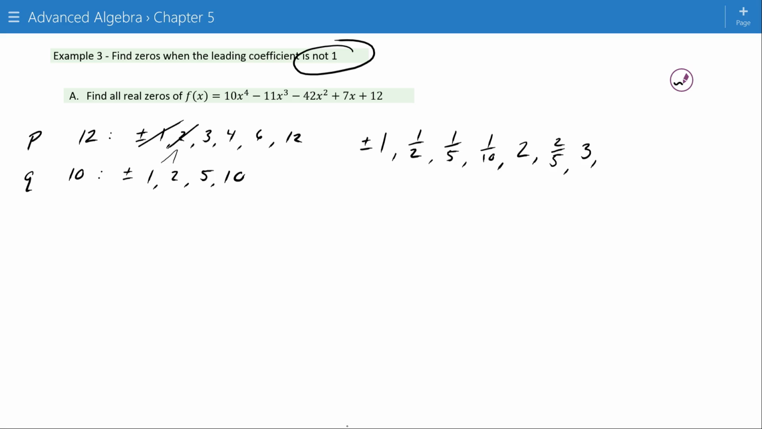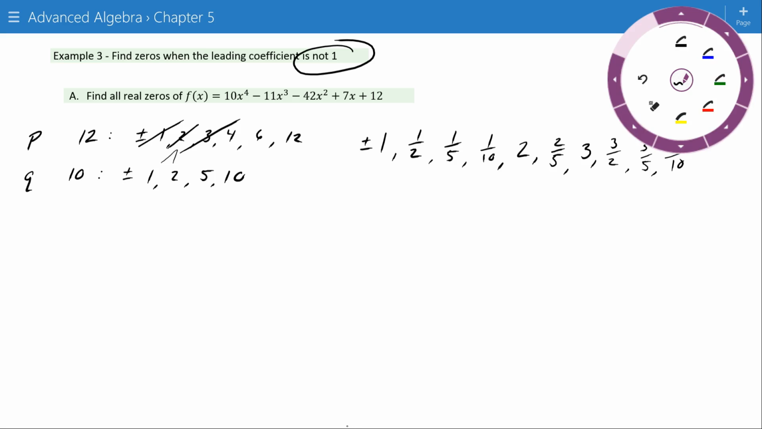Let's go on to our 3. So we got 3 over 1, 3 over 2, 3 over 5, 3 over 10. Let's hold off from there, right? That's enough zeros to test right now. Now, granted, we might not find one, which kind of stinks, because then we'd have to go to 4 and 6 and 12. But hopefully one of these works.